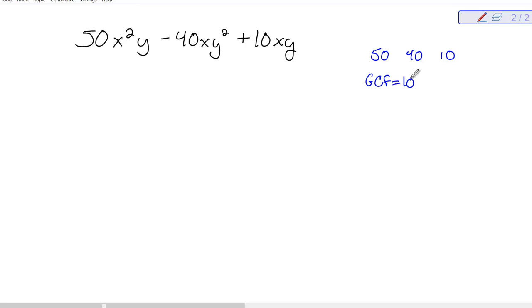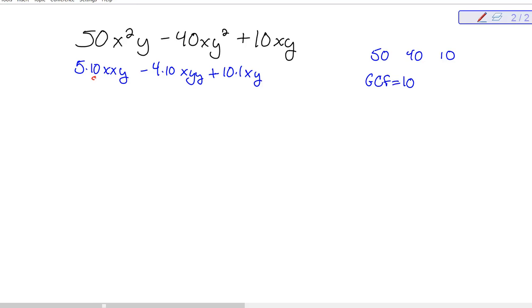And I'm going to rewrite this so that I know that that's 5 times 10. And this x squared is 2 x's and a y. This 40 is 4 times 10. And this is x and 2 y's. And then this 10 is a 10 times 1. And I write the 1, that way I remember that I have to have a 1 whenever I put it down into my final answer. And an x and a y.